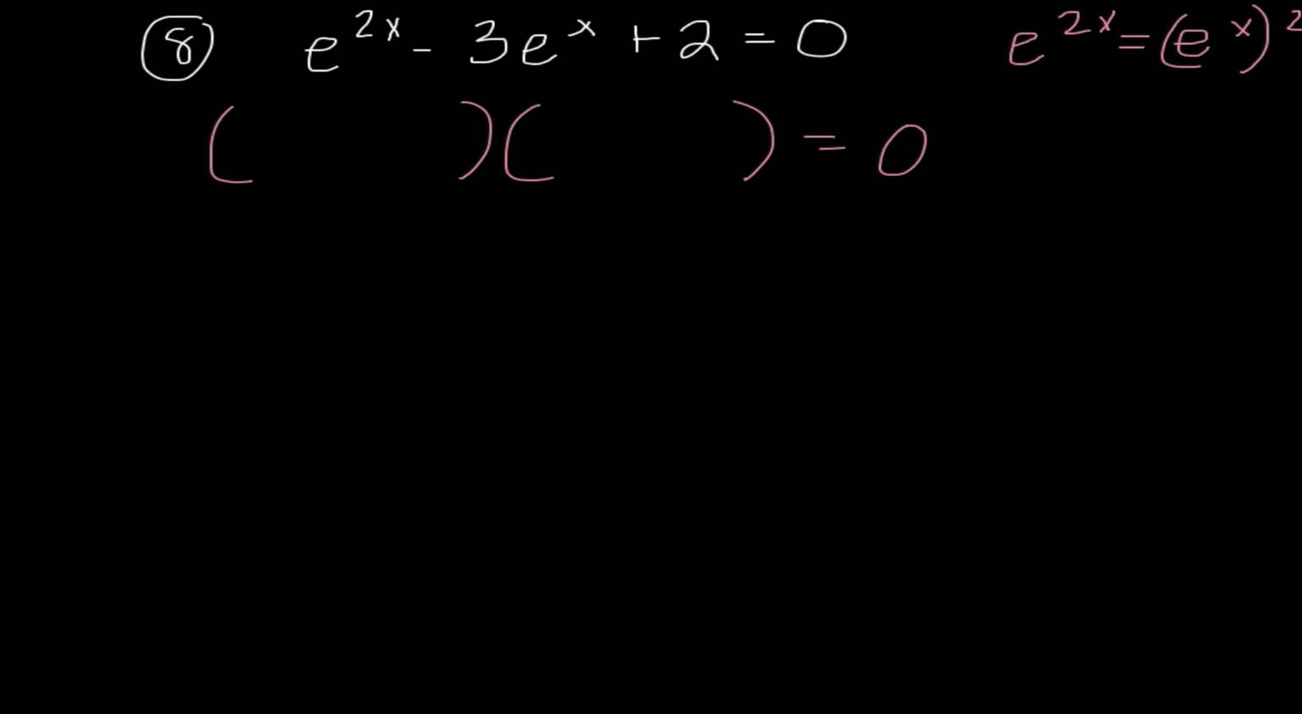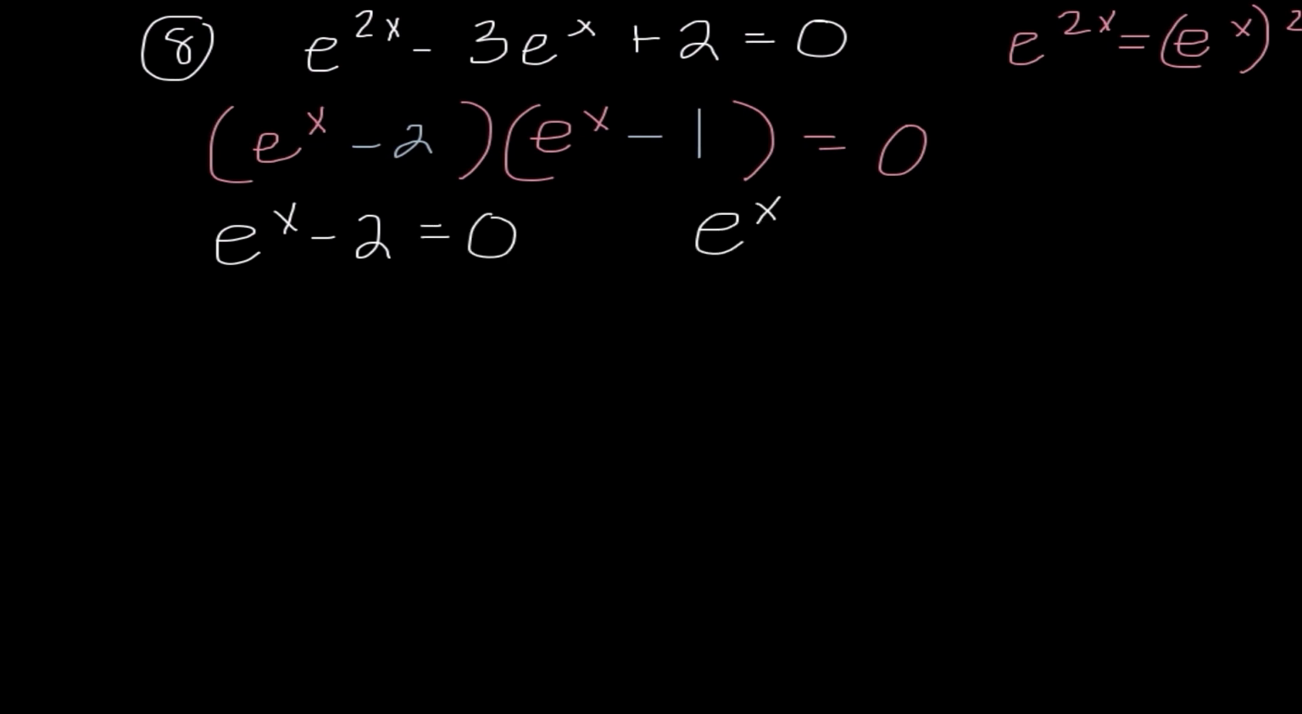what factors make e to the 2x, and we already kind of said it's e to the x and e to the x. Now I need to think what factors of 2 add up to be negative 3. And I'm thinking negative 2 and negative 1. And I can use FOIL to check that I did this correctly. Now I have two different equations, e to the x minus 2 equals 0, and e to the x minus 1 equals 0. So I have e to the x equals 2 and e to the x equals 1.